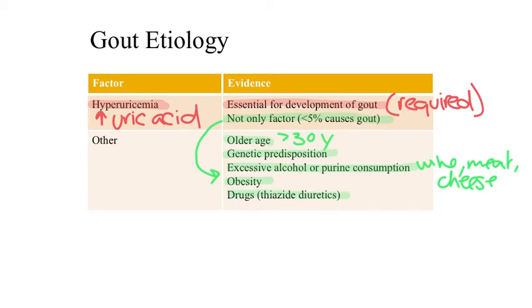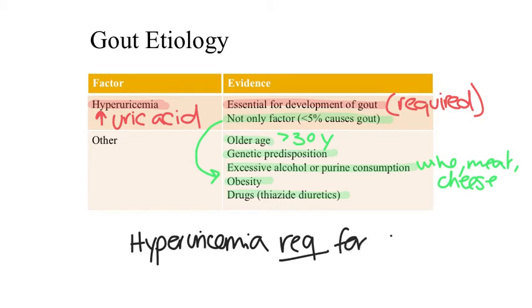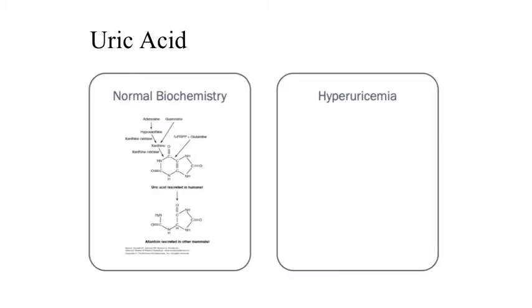To summarize, hyperuricemia is required for the development of gout, but not all hyperuricemia turns into gouty arthritis. There must be hyperuricemia plus another one of the risk factors or underlying causes in order for a condition of gout to develop. In order to understand hyperuricemia, we first need to review the normal biochemistry of uric acid.